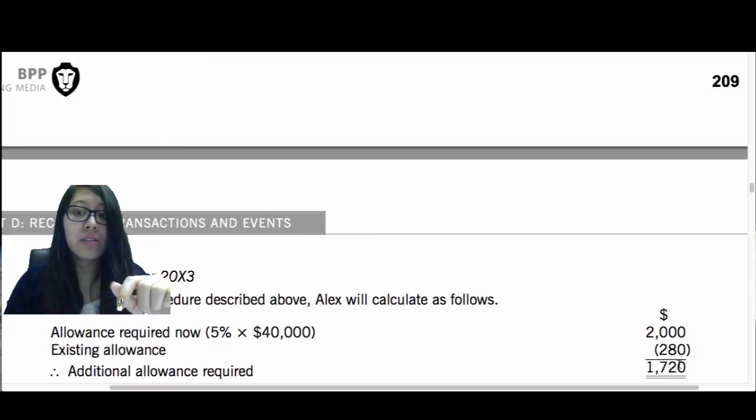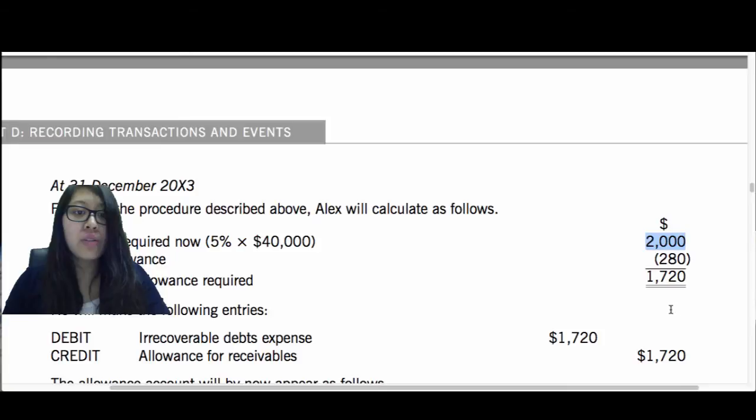So we're going to expense this off of 1,720 and we're going to deduct our current year trade receivables figure with the new allowance recognized, which is $2,000. As you can see, the double entries will be debit irrecoverable debt expense 1,720 and credit allowance for receivables 1,720. The reason why we just need to charge off the difference is because last year we already recognized 280 and we have already expensed that off too. So now we're just adding to the allowance, and the more allowance we have, the more expense it is. So we're just adding last year's allowance with 1,720.